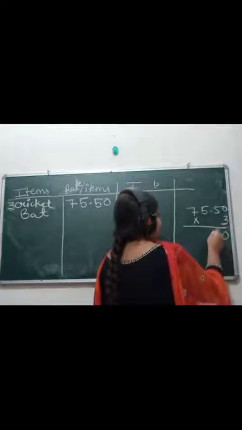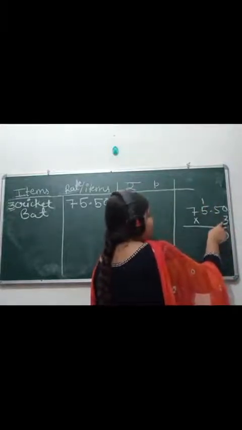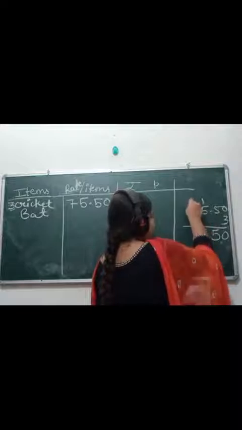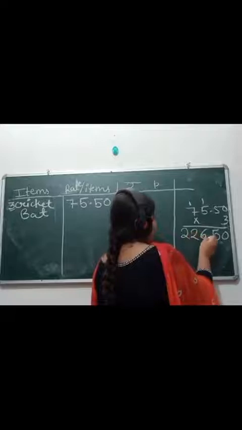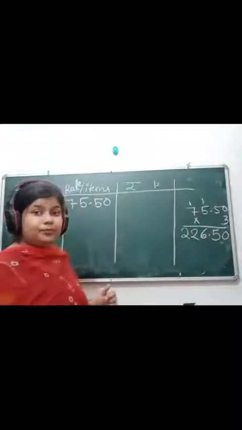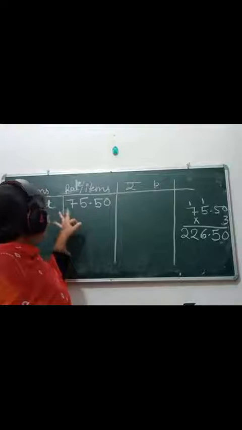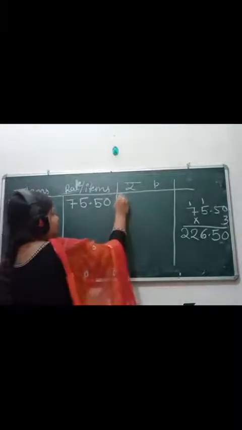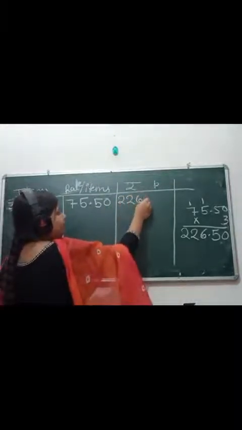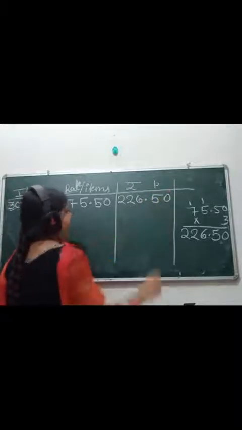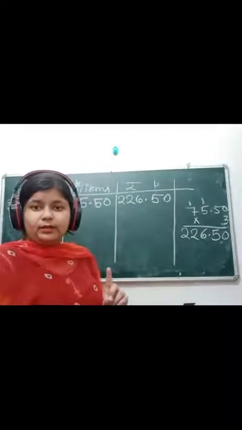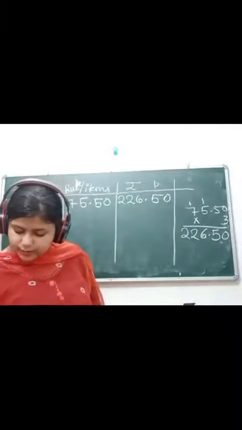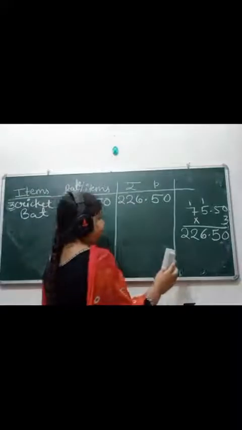Chalo. 5 3s are 15, carry 1, 7 3s are 21, 22. So the cost for 3 cricket bats will be 226 rupees and 50 paisa. And then we have to find out the cost of one water bottle.